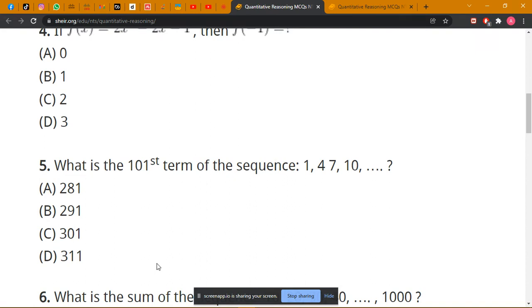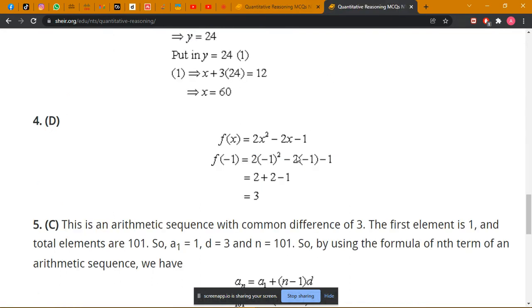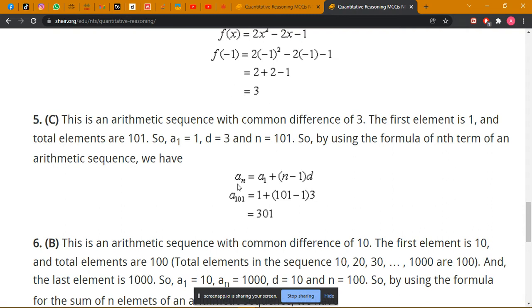What is the 101st term of this sequence? 1, 4, 7, 10. To solve such type of questions, you have to apply the general formula here. You can see a n is equal to a1 plus n minus 1 multiplied by d. Here n means the term you want to evaluate. This is an arithmetic sequence where the difference is 3. The first element is 1 and we want the 101st element. So a1 is equal to 1, d is equal to 3, n is equal to 101. So by using the formula for the nth term, you can easily calculate the arithmetic sequence.